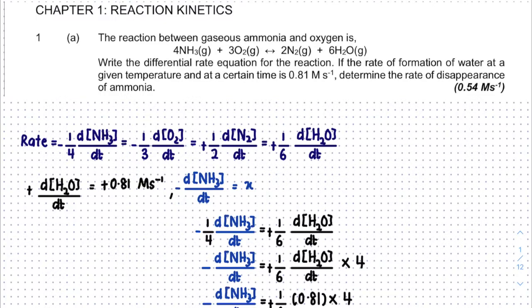In this video we look at chapter 1, reaction kinetics. Okay, so let's look at question number 1. Here it mentions the reaction between the gases ammonia and oxygen, given by this equation. Then write the differential rate equation for the reaction.